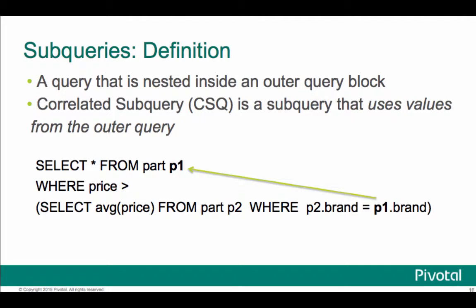So just to review, what is a subquery? A subquery is a query that's nested inside of an outer query. A correlated subquery is a query that uses some values from the outer query. And in this example, the table part is referenced within the subquery there. You can see that p1.brand, the brand column from the outer table, is referenced within the inner query. So that would be a correlated subquery.